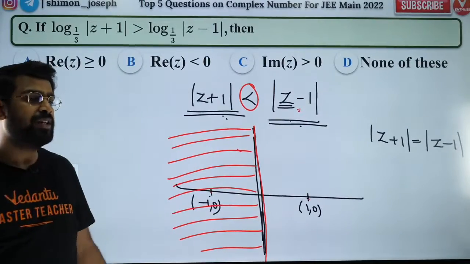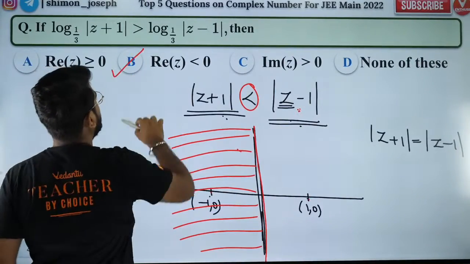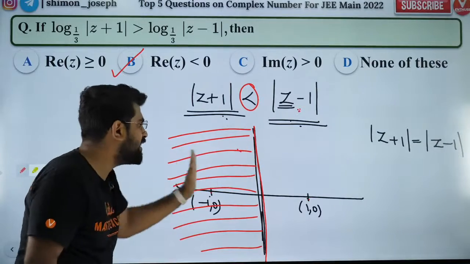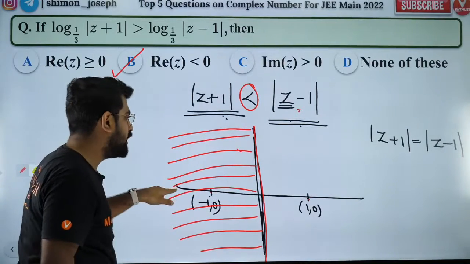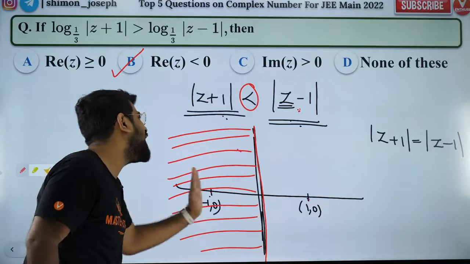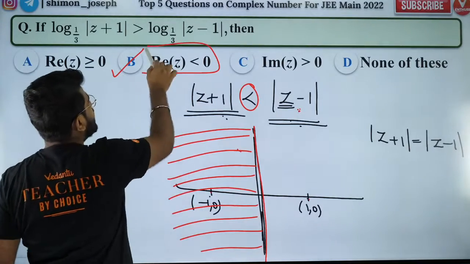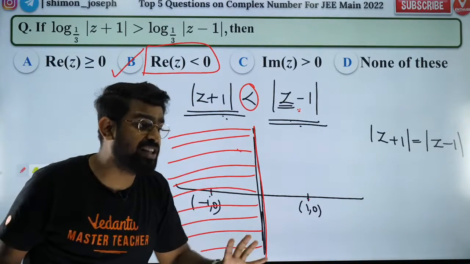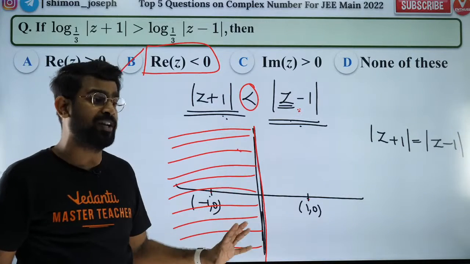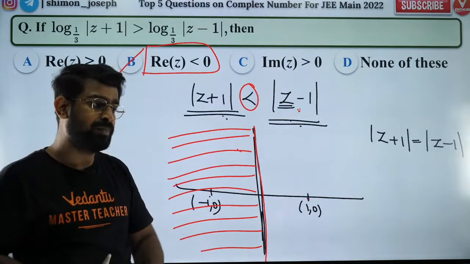Did you all like it? So that is why the answer is option B. Because what is this region? This region is x less than 0. So x is negative, which means the real part is negative. So that is why the answer is option B. Did you all like the reasoning? Guys, the reasoning is very, very important. Are you all happy with it?